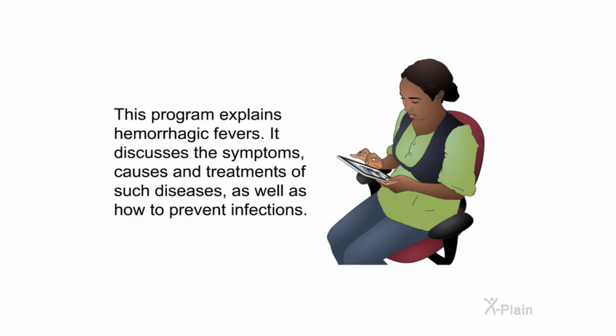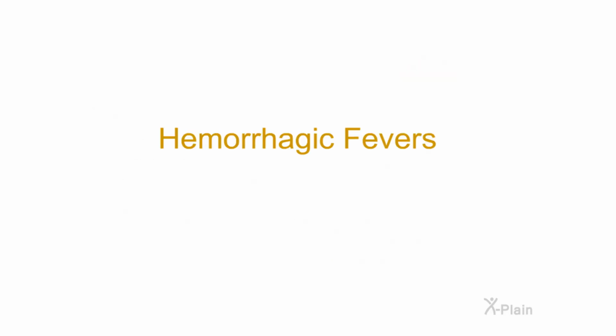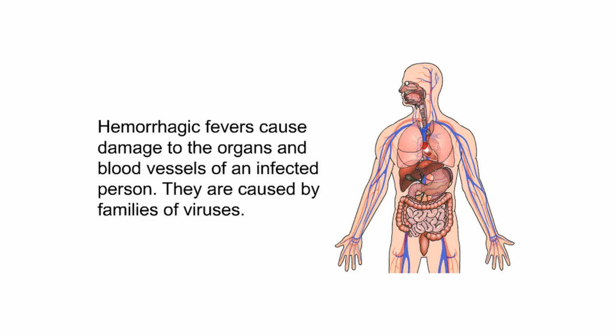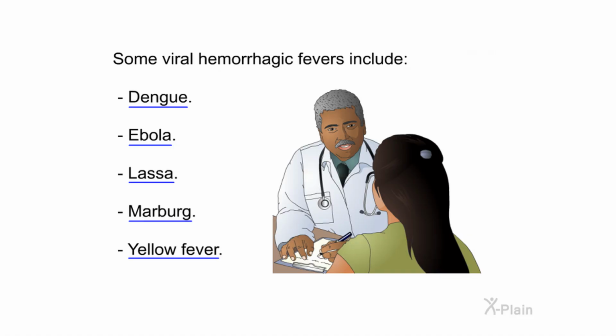This program explains hemorrhagic fevers. It discusses the symptoms, causes, and treatments of such diseases, as well as how to prevent infections. Hemorrhagic fevers. Hemorrhagic fevers cause damage to the organs and blood vessels of an infected person. They are caused by families of viruses. Some viral hemorrhagic fevers include dengue, Ebola, Lassa, Marburg, yellow fever.